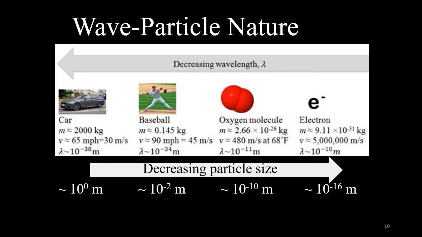But then you go to the oxygen molecule and the electron, and now the wavelength is getting bigger. The wavelength is 10 to the negative 11 meters, and the actual size of an oxygen molecule is on the order of 10 to the negative 10 meters. So that's more on the same scale now. Suddenly, the size of the particle is only slightly bigger than the wavelength of the particle. And then if you look at the electron, the size of an electron is 10 to the negative 16 meters compared to its wavelength of 10 to the negative 10. So now the particle is actually much smaller than the wavelength. So the wavelength is now significant.